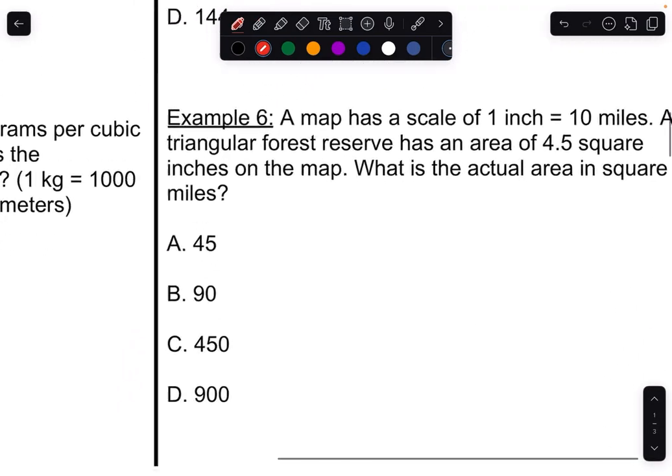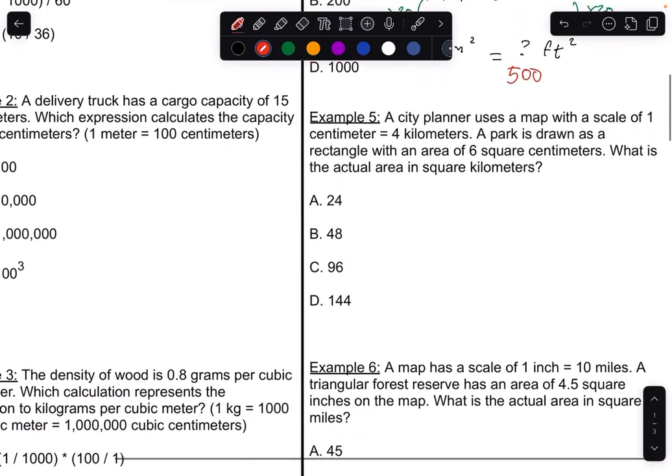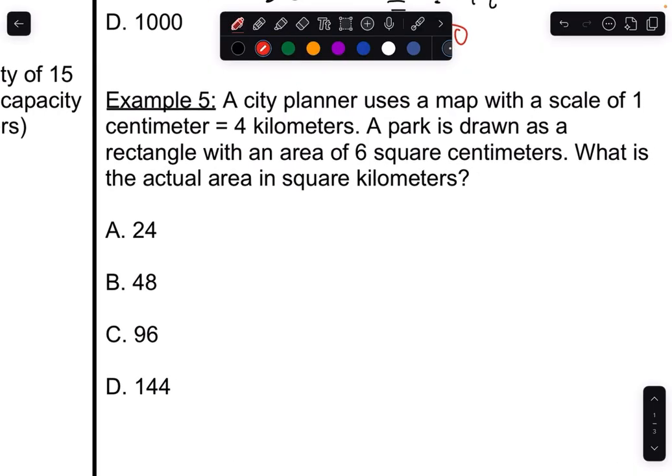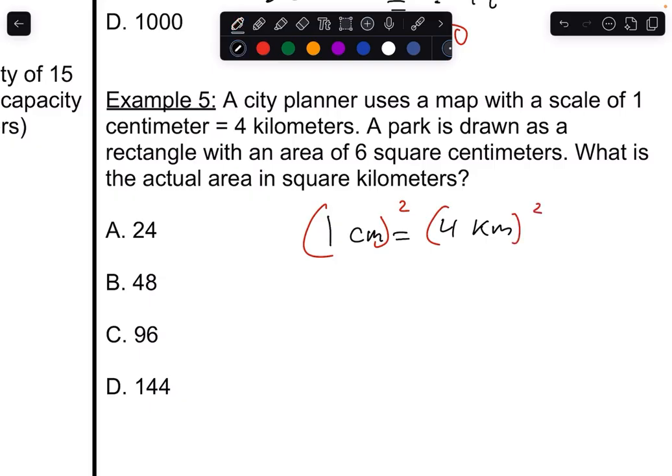Similar vibes with all the other ones, especially if you haven't tried it already. Take a second, right? A city planner uses a map with a scale of 1 centimeter equals 4 kilometers. A park is drawn as a rectangle with an area of 6 square centimeters. What is the area in square kilometers? We need that squared. So let me go ahead and do that part real quick. So squared, 1 centimeter squared equals 16 kilometers squared.